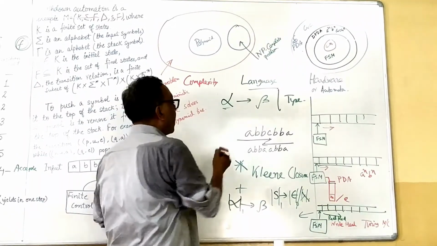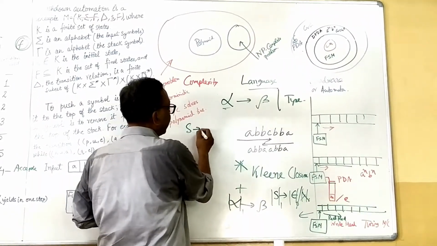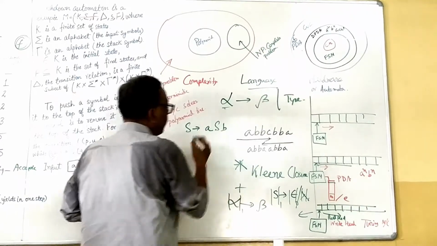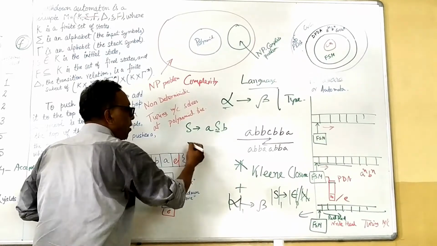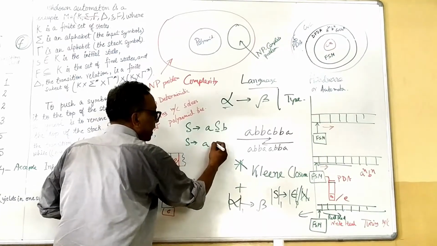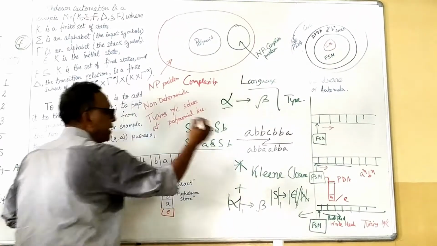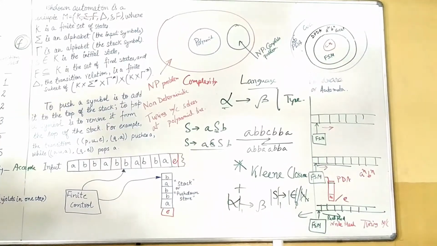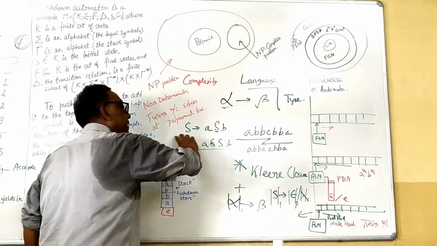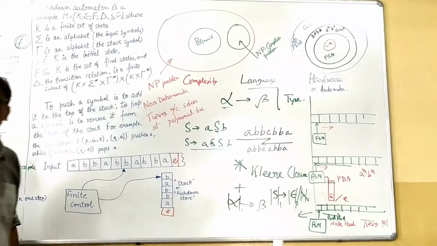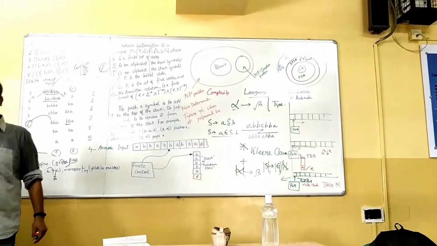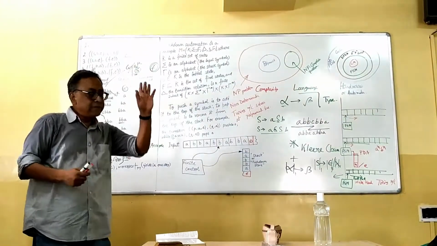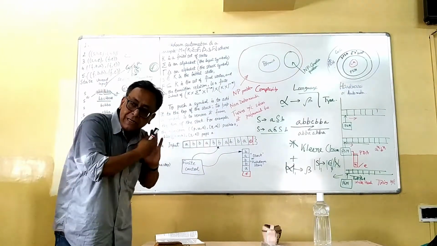Left hand side should be one variable: S, A, S, B. Or your variable can be in the middle, like S, A, S, S, S, B. This is also a context free grammar. Your variable can be any string. In type 3 grammar, your variable should be only one at a time, in the beginning or at the end. But in the context free grammar, left hand side is only one, and the right hand side can be anything.